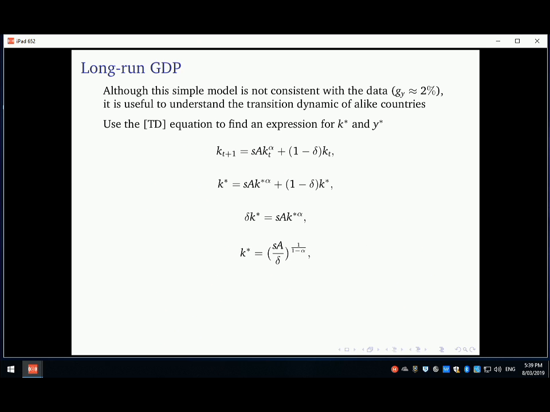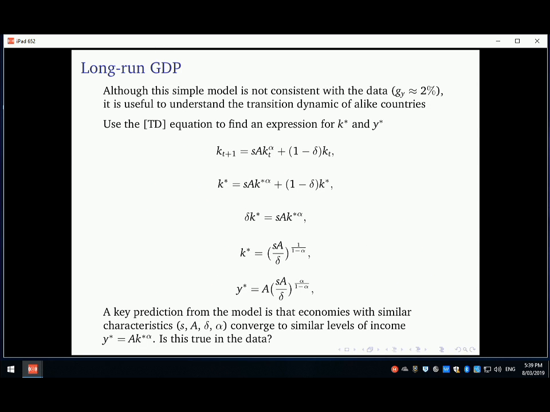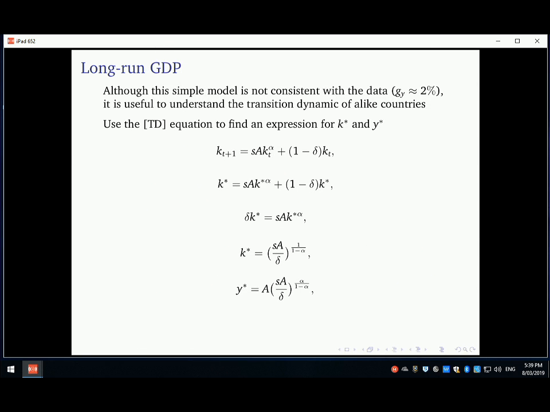So, this is the result. Right here. Right there. Exactly what we just derived. The level of capital per capita in the long run depends on the saving rate, the level of productivity, the depreciation rate, and alpha, which is the importance of capital in production.